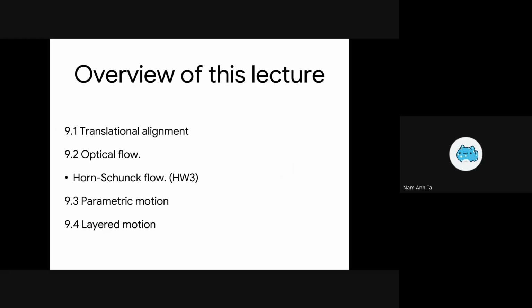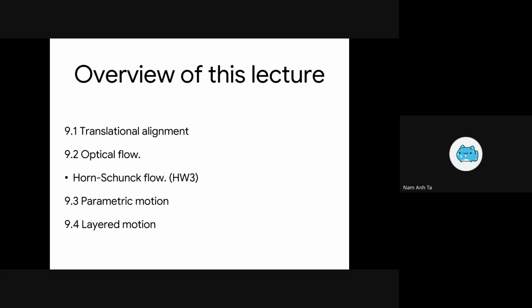So in this chapter, we will break down the study of motion into four main themes. The first we will look at is translational alignment, which is the simplest form of tracking movement from one frame to another. And the next thing is optical flow. This is the core focus of today's lecture.